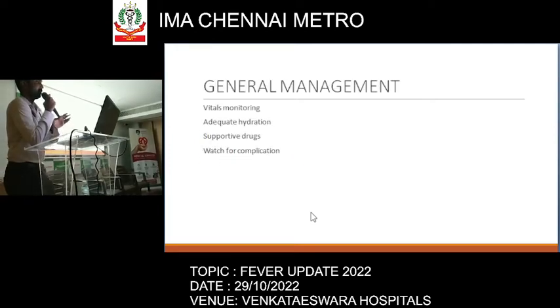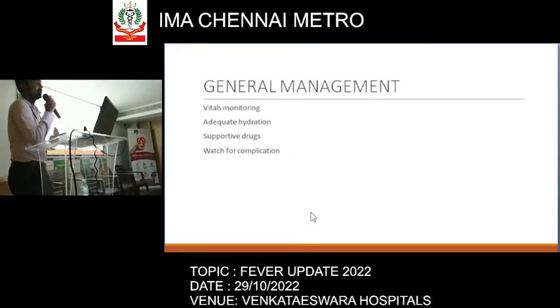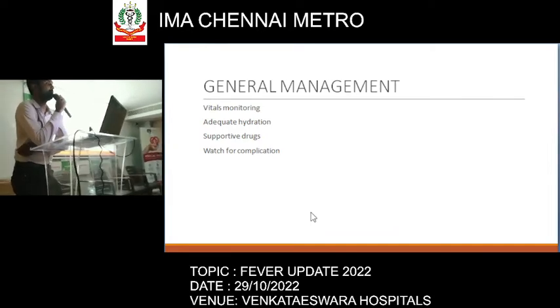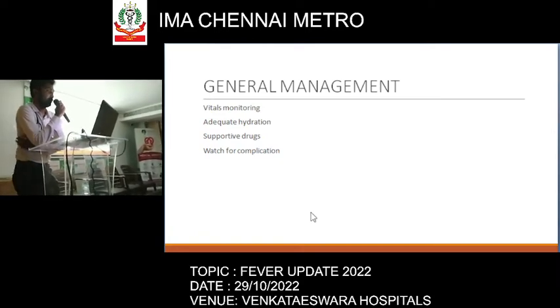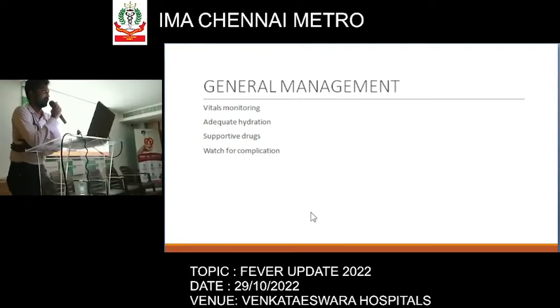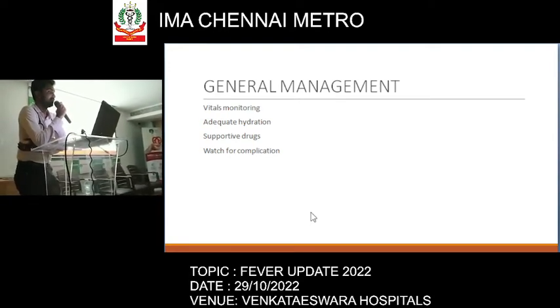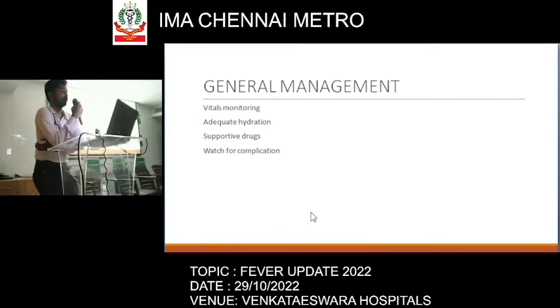Then the management. Primary management is monitoring the vitals of these patients on a daily basis. If the patient is in a somewhat critical stage, hourly and second-hourly BP or vitals monitoring is of prime importance. Then adequate hydration. If the patient is dehydrated or the hematocrit is rising, it's important to give adequate fluids. Then supportive drugs, keeping the patient comfortable. Supportive drugs such as antipyretics, antiemetics, and analgesics are important for the patients.